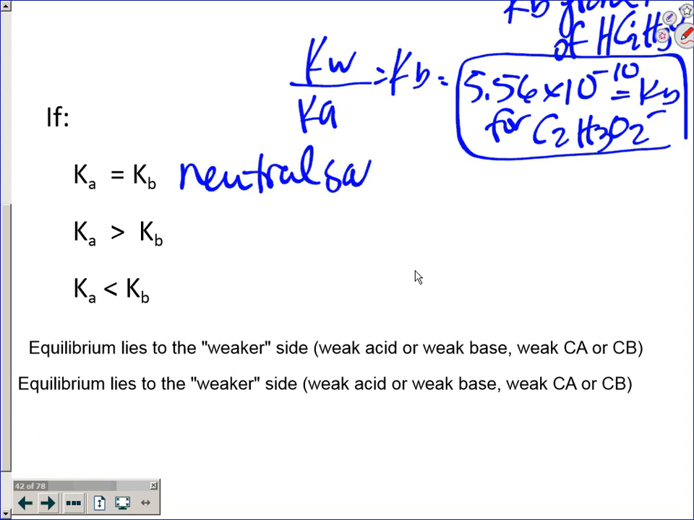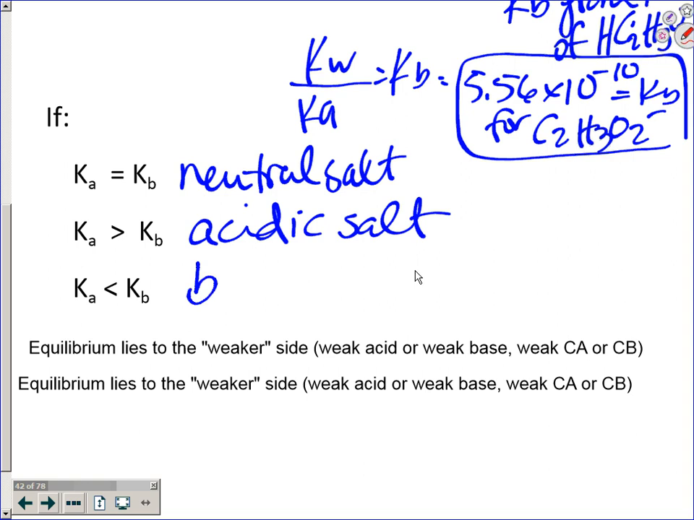It's a neutral salt. If Ka, the Ka of the ion that's acting as the acid, is greater, we actually still have to derive them. We can't use the Ka's and Kb's given. We must derive the new Ka's and new Kb's. Then it's going to be an acidic salt. And if Kb is greater, then it's a basic salt.